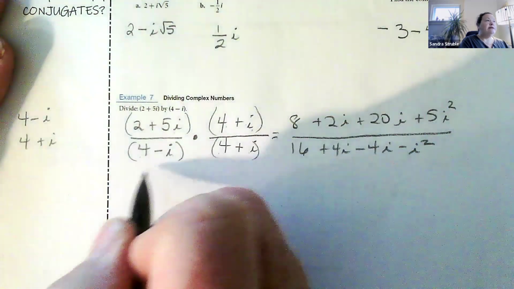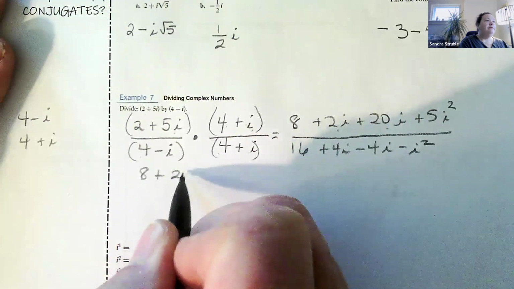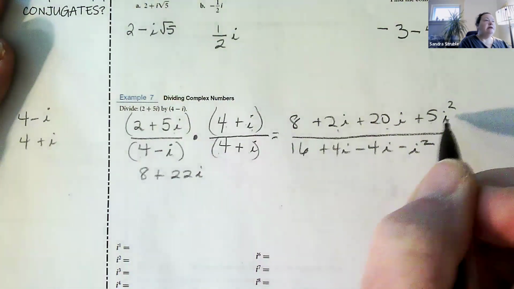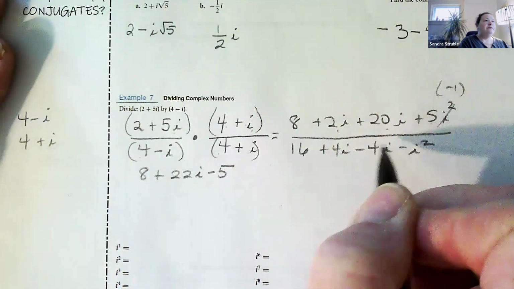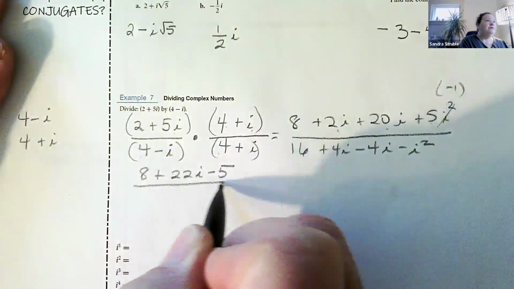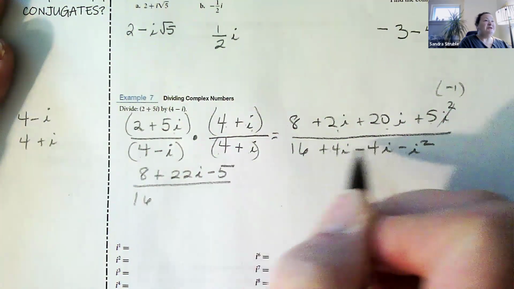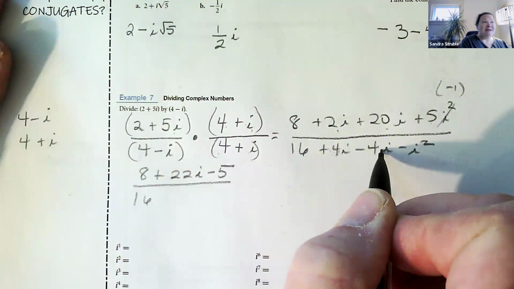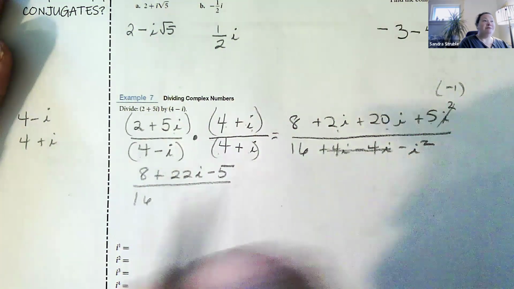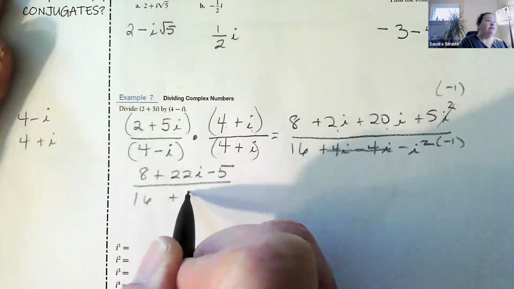So in our numerator, that's going to become 8 plus 22i and then -5, because remember, this becomes a -1, over 16. This is the reason we do this. These should cancel out. Make sure they cancel out so that you did it correctly. Don't just assume they're going to cancel out. These need to cancel out, become 0. And then -1 becomes +1.